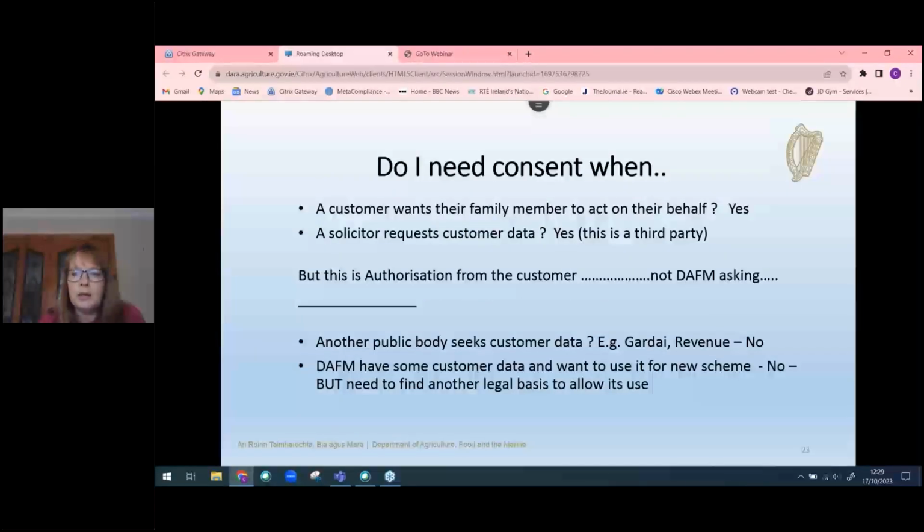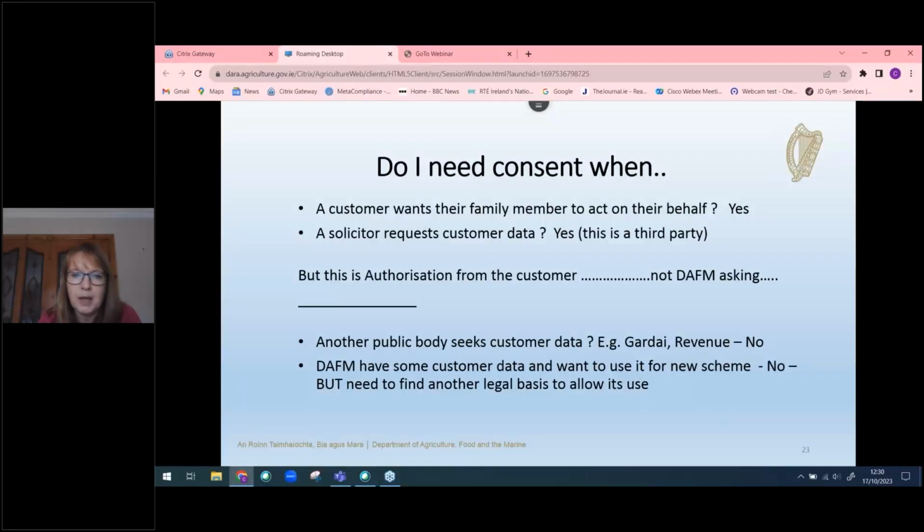So, other quick ones. Do I need consent when a customer wants their family member to act on their behalf? That is a yes, but I'll qualify it in a second. Or a solicitor comes in requesting customer data. Again, that is a yes. That's giving out information to a third party. But this is not actually seeking consent from the customer to use their data. This is the customer giving authorization for their own data to be used.